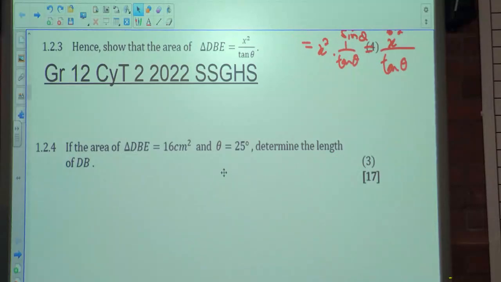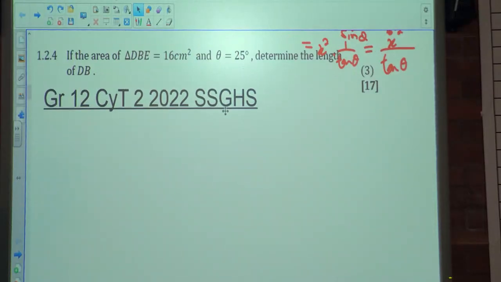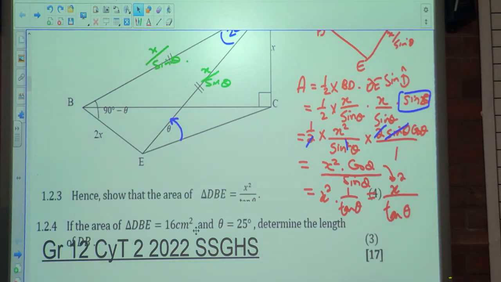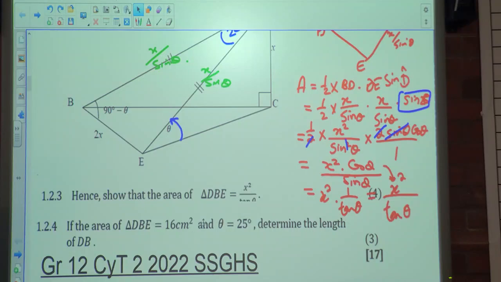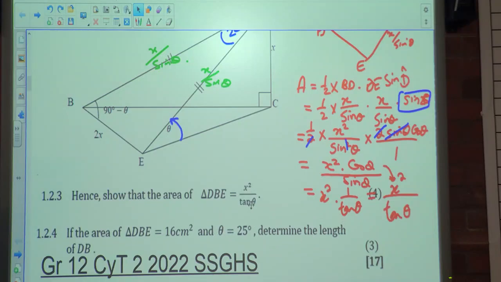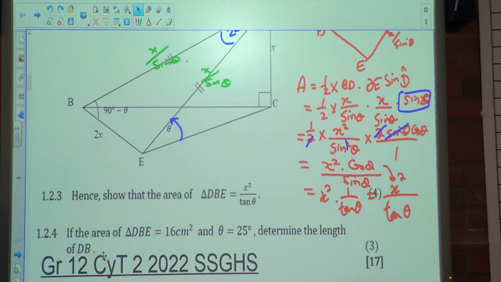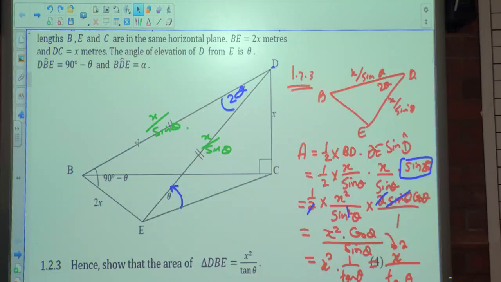And then the last question says, if the area of this triangle DBE, the area we just worked out, is 16 centimeters squared, and theta is 25 degrees, determine the length of BD. Determine the length of BD. Where's B? This length.